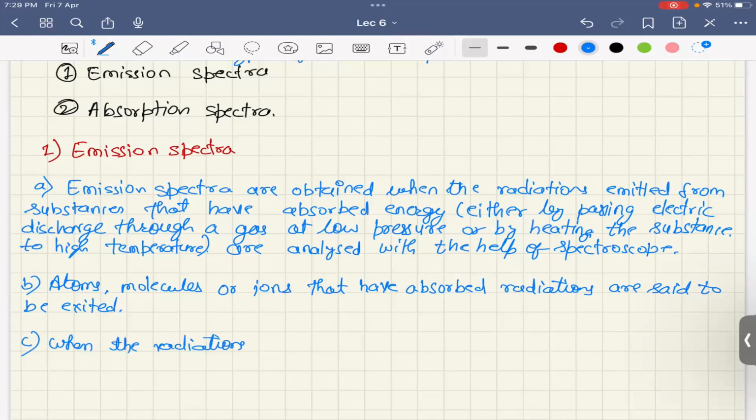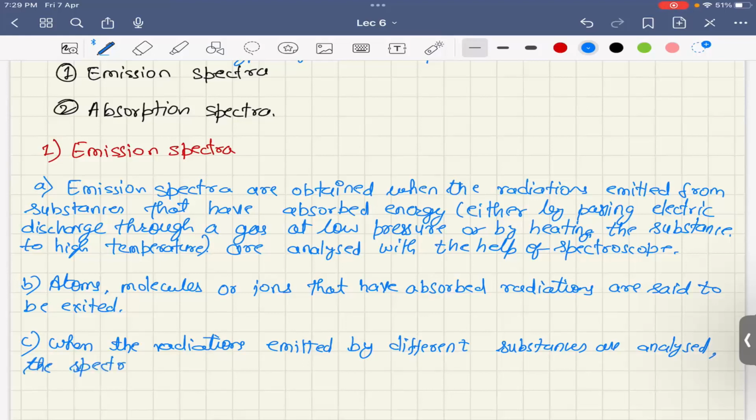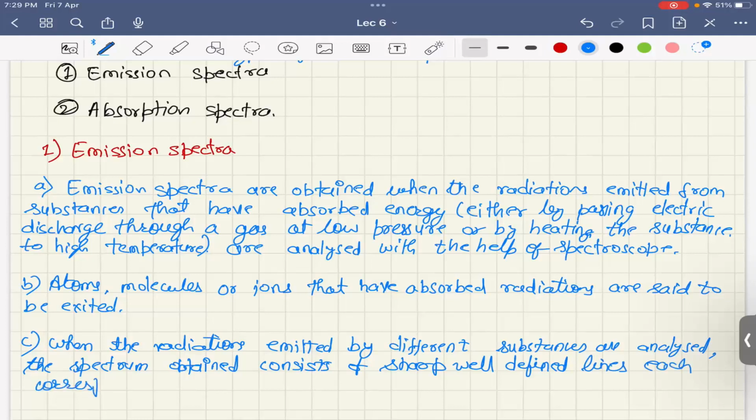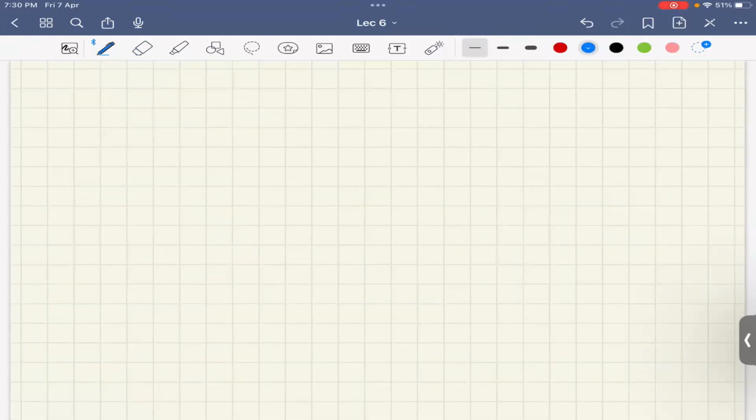When the radiations emitted by different substances are analyzed, the spectrum obtained consists of sharp, well-defined lines, each corresponding to a definite frequency or wavelength. Such a spectrum consisting of lines of definite frequency is called a line spectrum or discontinuous spectrum.